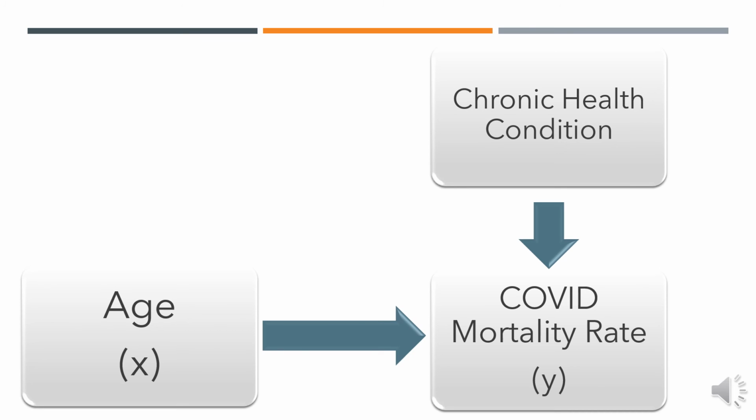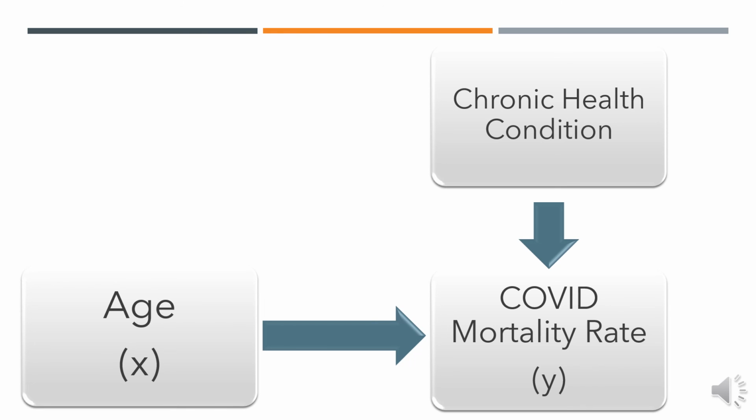For example, there's a strong correlation between age and COVID-19 mortality rates. The older a person is, the more likely they are to die if they contract COVID-19, and this relationship is particularly strong in older adults 75 years and older. So does age cause a higher mortality rate? Does X cause Y? Or is there another variable at play?